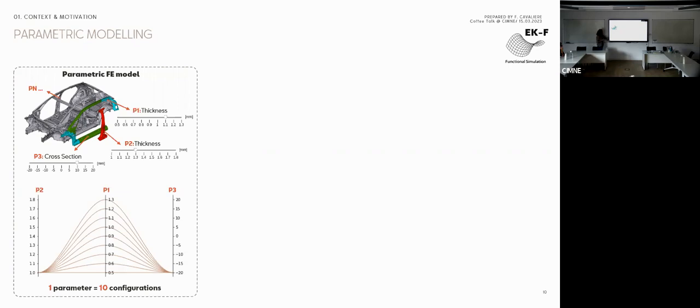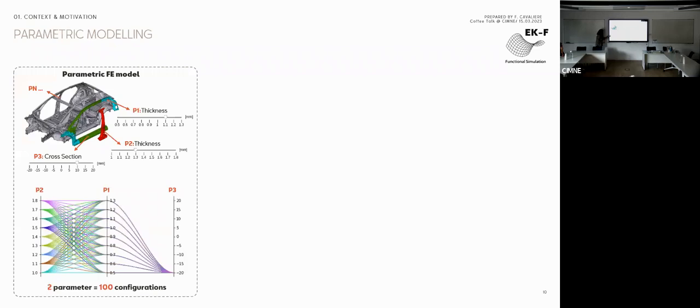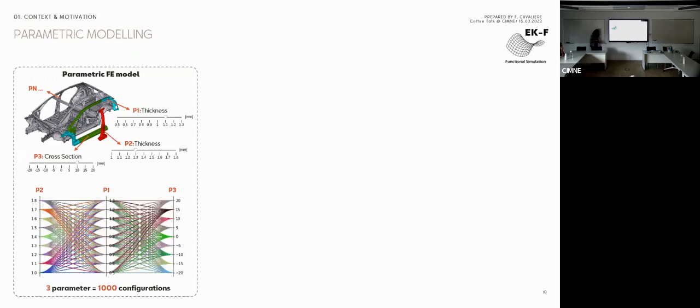So imagine now we consider only one parameter. We have one parameter and we discretize, let's say, its values with 10 discretized values, right? So what does it mean? That we already have 10 different configurations. We will need to run the same simulation 10 times, every time we change the value. Now we add another parameter and we consider all the possible combinations of all the values they can take. So if we have two parameters and each one takes 10 values, we already have 100 configurations. And if we add another one, three parameters, 1,000 configurations.